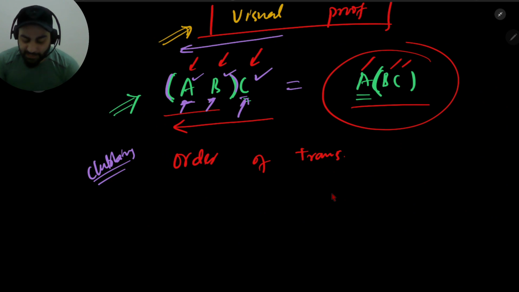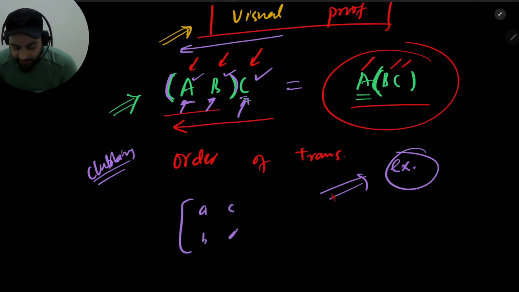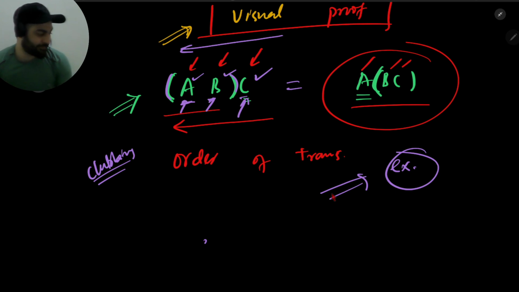So this is sort of an exercise for you to prove it mathematically now. I showed you a visual proof. Now you have to take a matrix. Let's suppose you take a general matrix A, B, C, D, some other matrix x1, x2, x3, and you will prove this associative property. Okay?